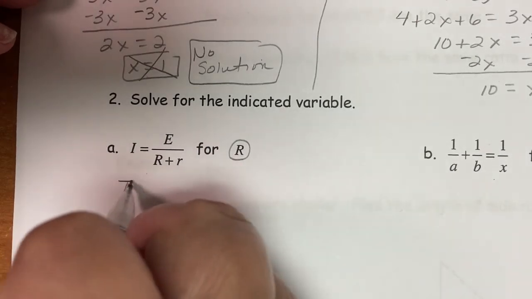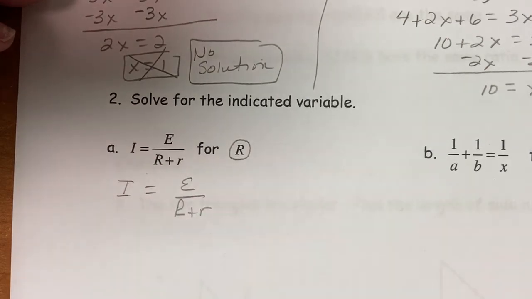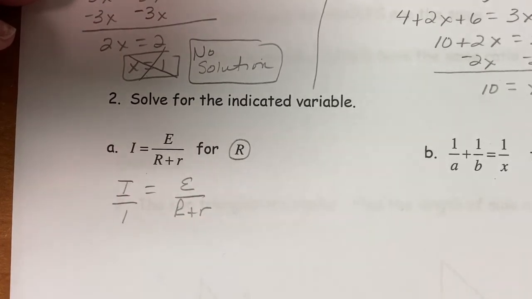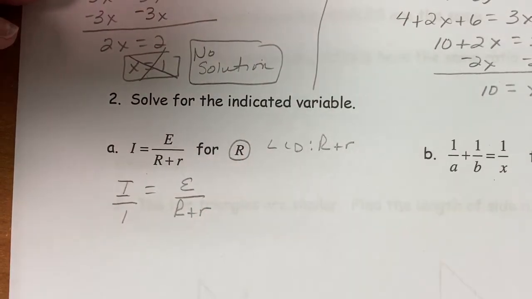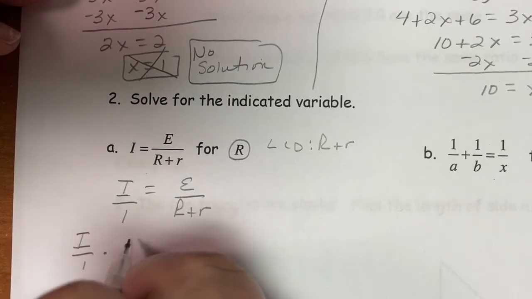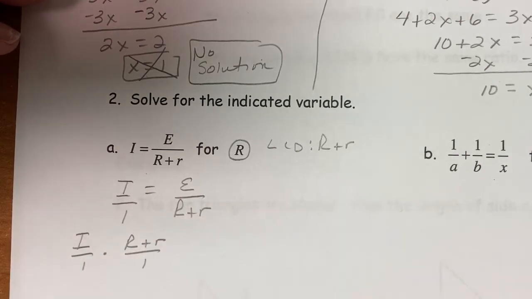Okay, so I'm just going to take a second and rewrite this equation so I can have a little bit more room. So the first thing I happen to notice with this equation is that it's a rational equation. It has fractions. So I'm going to multiply both sides of my equation through by my lowest common denominator, which is capital R plus lowercase r. So I'm going to take the first fraction and multiply it by capital R plus lowercase r over 1.